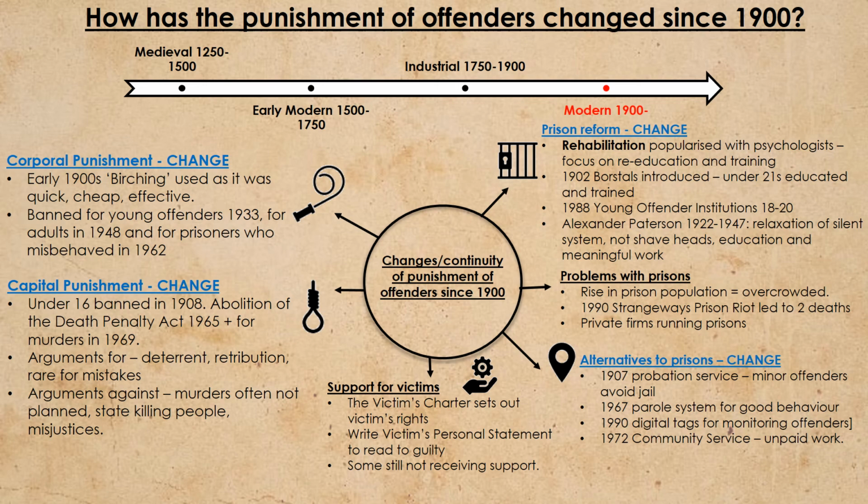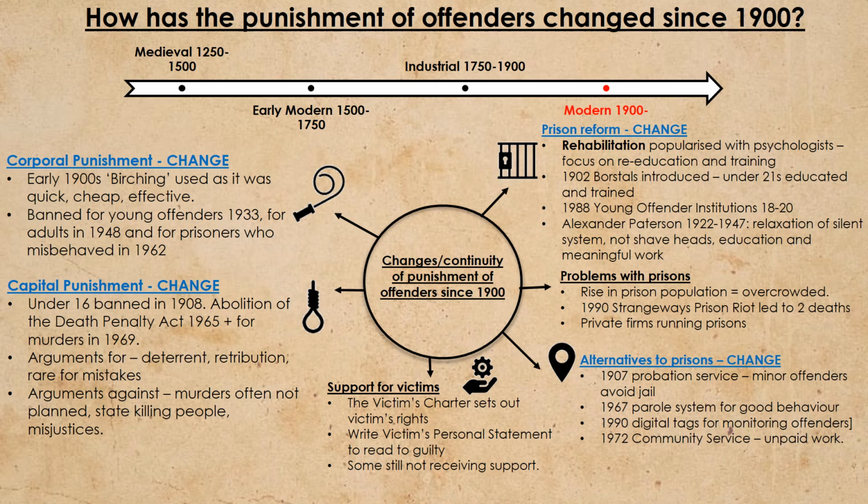You also get increased support for victims. We've talked often throughout each of the time periods about how punishment is focused on the offenders, but it's during this time period that we increasingly start to look at how we should be treating victims of crime as well. And there has been much support for victims over the last 120 years. The Victims Charter sets out victims' rights, and you also get what is known as the victim's personal statement, which is where the victim of a crime can read a short statement that they have written to the person who is found guilty in court to let them know how their lives have been impacted as a result of being a victim of crime.